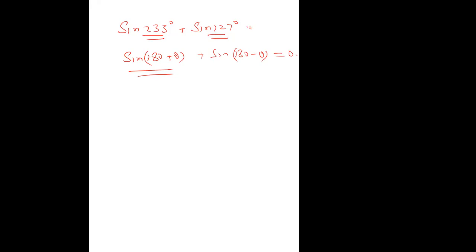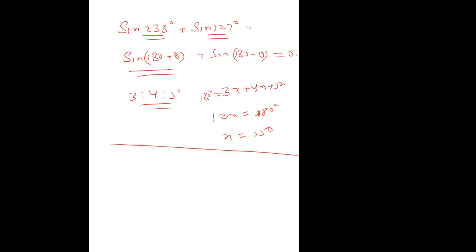Next is angles dividing in the ratio 3, 4, 5. 3x plus 4x plus 5x is equal to 180 degree. 12x is equal to 180 degree, right? x is equal to 15 degree. And certainly you can find the angles. Next, these are very simple questions, right?